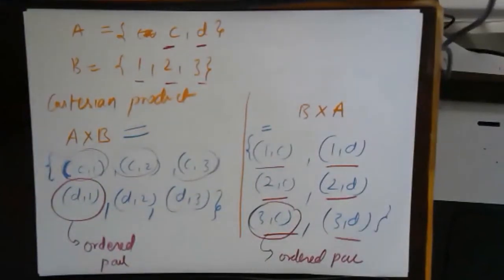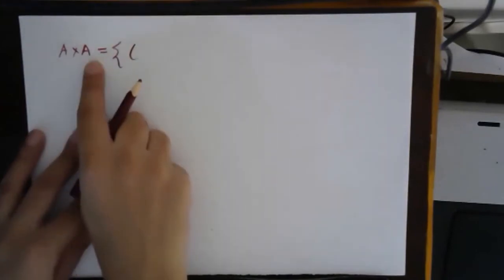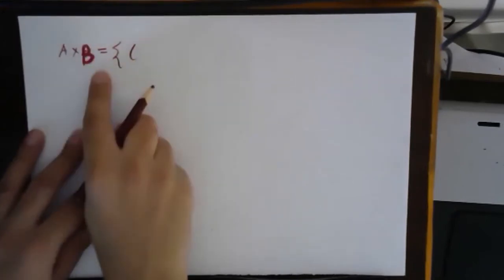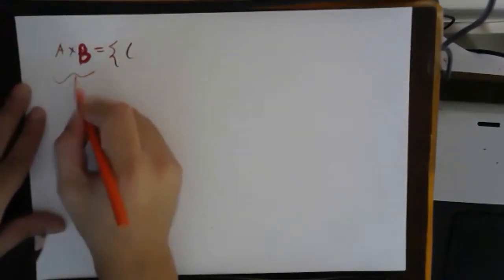Fine. Now let's see some examples based on this. I will take examples from here. So suppose A cross B contains these elements. A cross B is a Cartesian product.